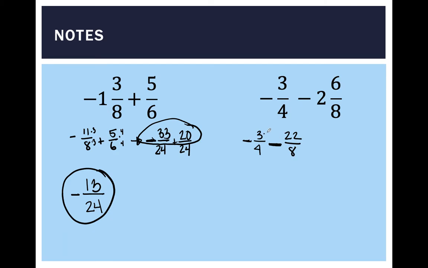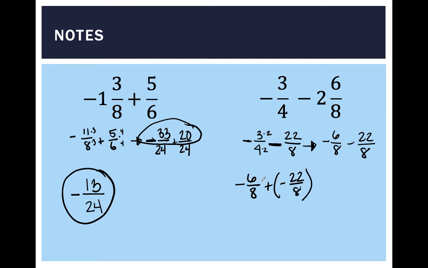But first let's do our common denominator, which in this case we can just leave this one as 8. So we end up with negative 6/8 minus 22/8. Okay, so here's what I was saying. We want to change this to negative 6/8 plus negative 22/8.